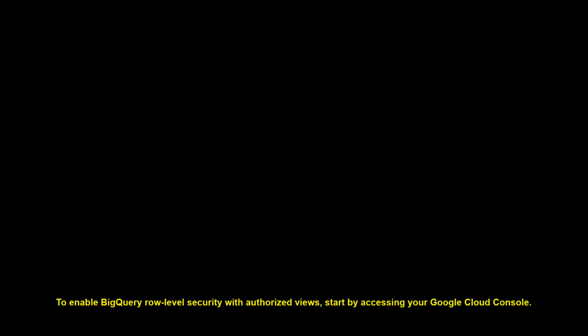To enable BigQuery row-level security with authorized views, start by accessing your Google Cloud Console. Navigate to the BigQuery section from the left-hand menu. Select the project where your dataset is located. Identify the dataset you wish to modify for row-level security.